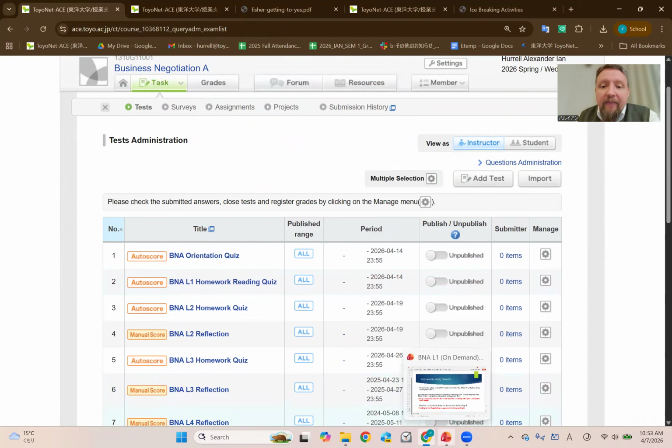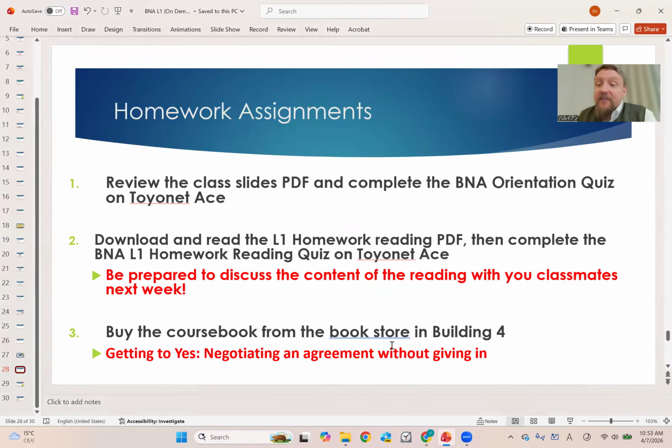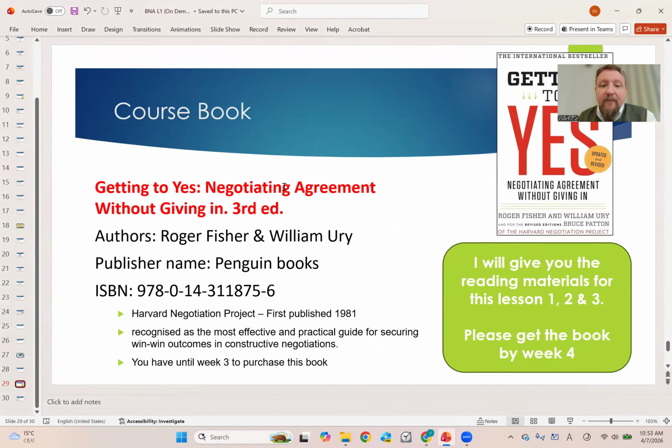And then finally, your last homework is to buy the book that we'll be using in the course. Again, go to the bookstore in Building 4 and order the book, Getting to Yes: Negotiation and Agreement Without Giving In. Here are the details. Here is the ISBN number, and the author. You might need these to order the book.